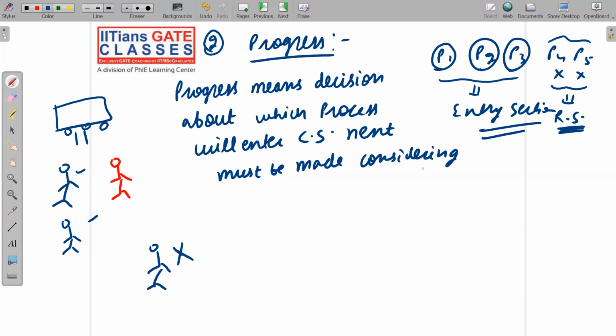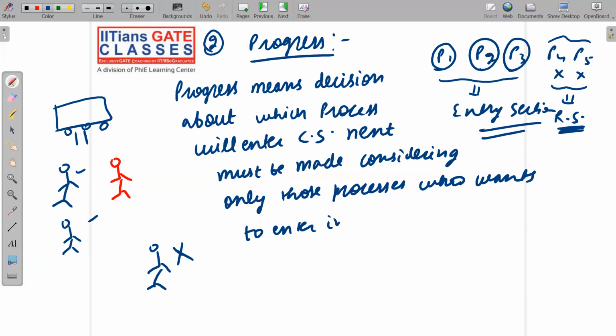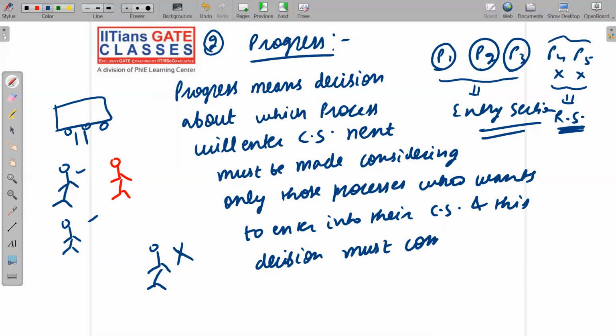considering only those processes who want to enter into their critical section, and this decision must come in finite time. Okay, that is the definition of progress.